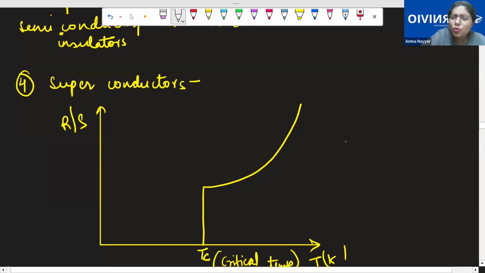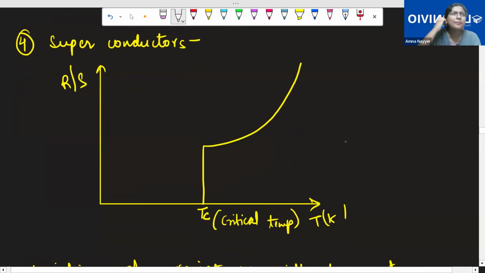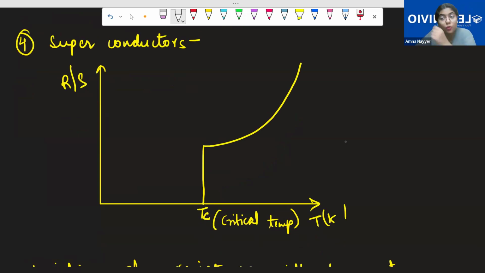There's a material called a superconductor. Superconductors, see, are those materials that are actually not conductors initially, but once a certain temperature is reached, they behave like conductors. Those are known as superconductors. Initially they are behaving like non-conductors, and as soon as that temperature is crossed, they behave differently. That's why they are called superconductors, and this is what we get.